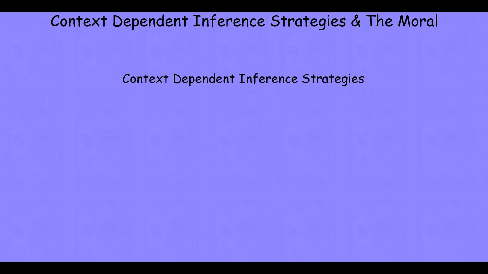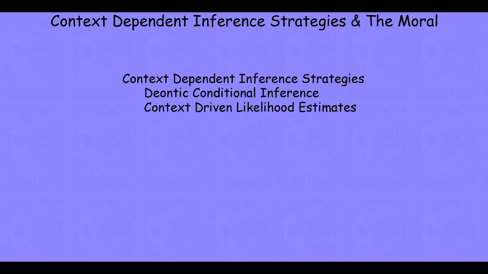These inference strategies tend to be triggered in specific contexts, in specific ways in which a problem is presented to us. And they're not triggered generally. They're not general purpose inference strategies. They aren't used outside of these contexts, even if it would be beneficial to do so. We'll look at two examples. We'll look at deontic conditional inference, and then we'll look at context-driven likelihood estimates using the Monty Hall problem.